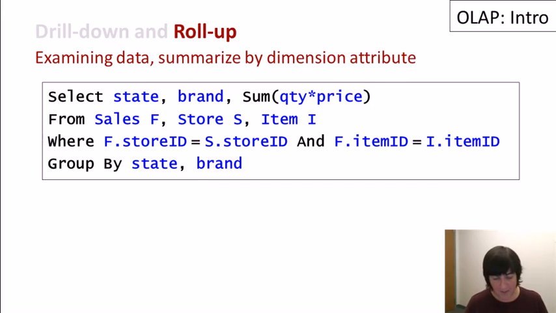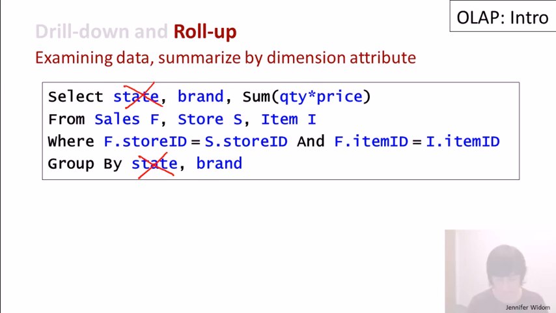Roll-up is exactly the opposite. Roll-up says we're looking at data and we decide we have too much detail and we want to summarize. And summarizing is simply a matter of removing a group by attribute. So if we took out state, then now we'll only see our data summarized by brand rather than broken out into state and brand.